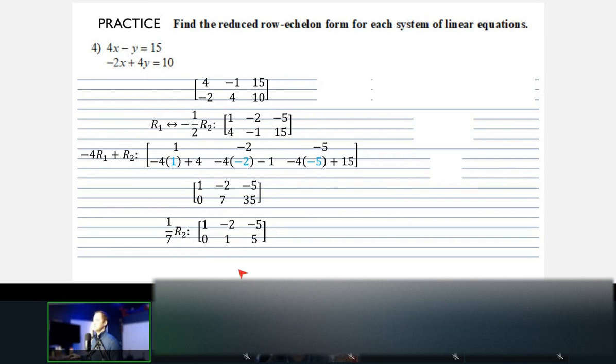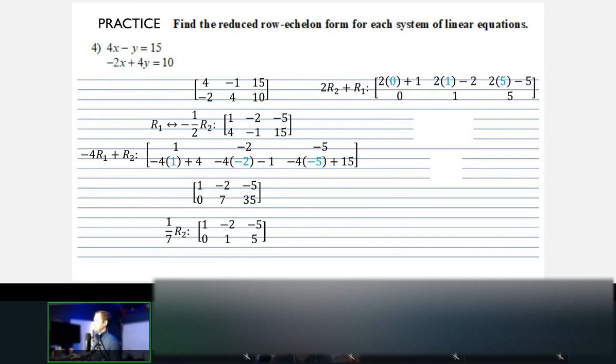Remember, our goal is to make the numbers above this 1 a 0. So 2 times row 2 plus row 1. Yeah. I feel like only Noah is still with me. But yeah, there's the work. You do the math and you get the answer. So that means our ordered pair is (5, 5). X is 5, Y is 5. We can plug those in and check, and they do in fact work.